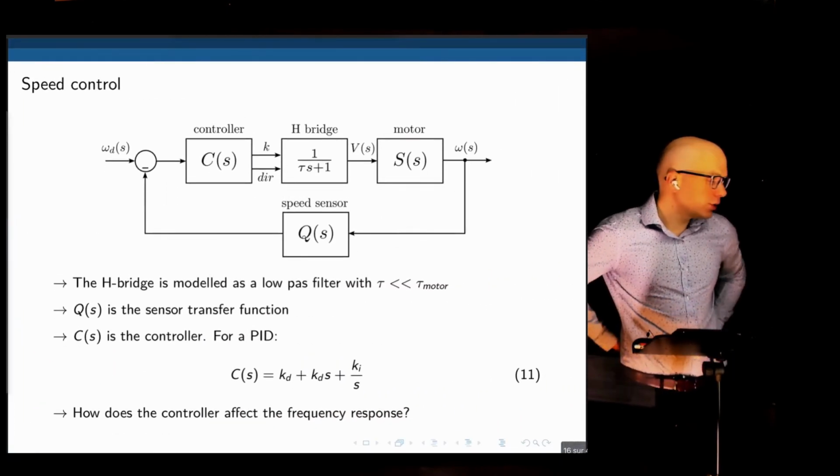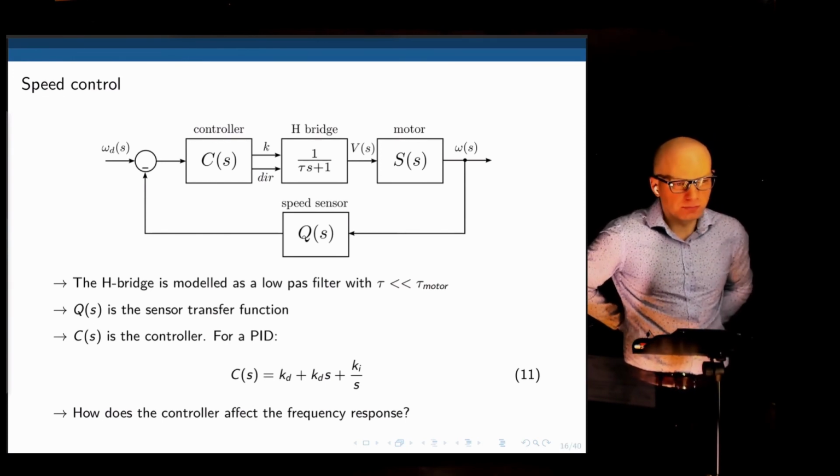All right, so are there any questions so far before we move on to now feedback control?